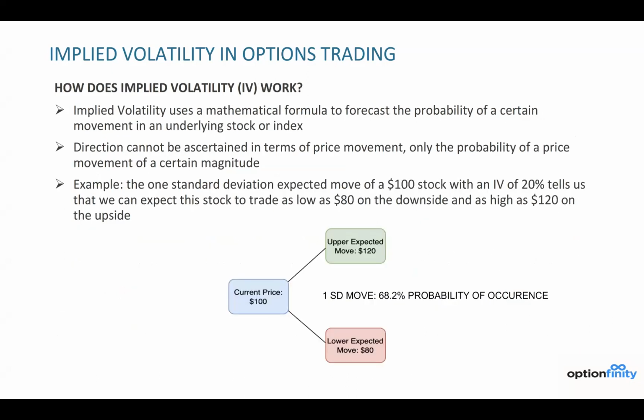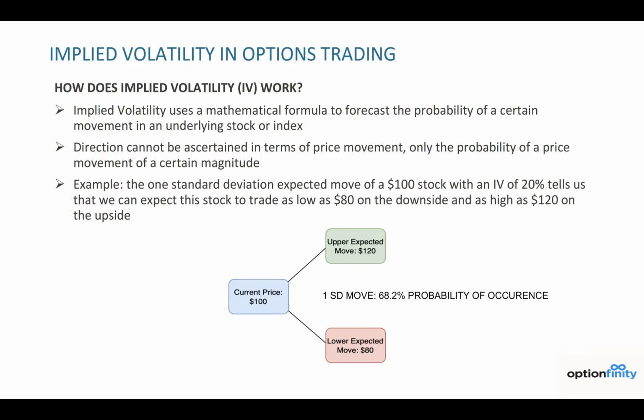So how does implied volatility work? Well, IV for short, IV is the acronym used for implied volatility, uses a mathematical formula to forecast the probability of a certain movement in a given stock or index. Direction cannot be ascertained in terms of price movement, only the probability of a price movement of a certain magnitude. So this means that we can determine the probability of a stock moving up or down, but we don't know which direction it'll move, right? We can only determine the magnitude of the move, right?